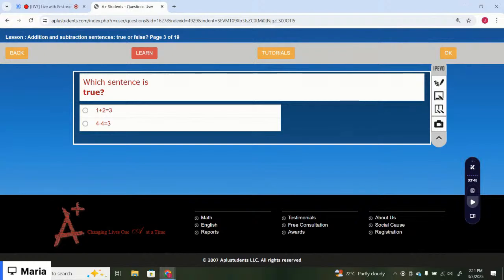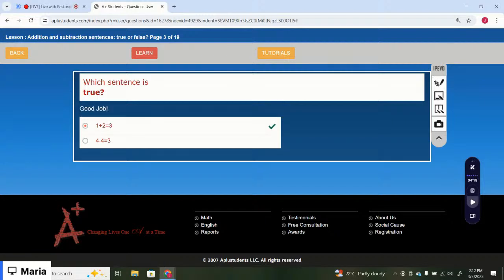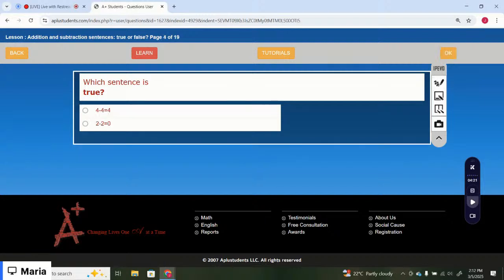Which sentence is true? 1 plus 2 equals 3, and 4 take away 4 equals 3. So which is the correct option? So the correct option is option number 1. 1 plus 2 equals 3 is the correct option. Very good. Because 4 take away 4 does not make 3, right?